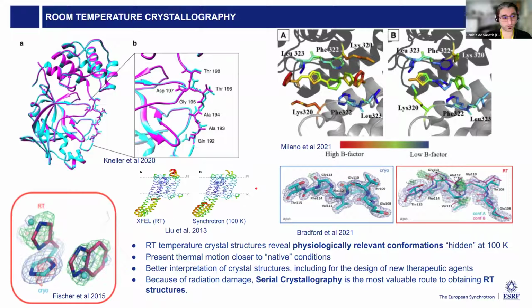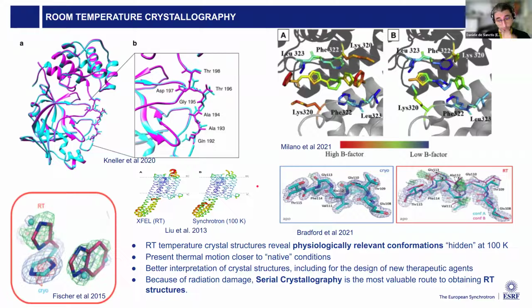There has been a sort of resurgent enthusiasm towards room temperature crystallography during the last years. This is because different studies show that room temperature crystallography has the power to reveal more physiologically relevant conformations that can be hidden when working at cryogenic temperature, both because the lower temperature selects a certain conformation, but also because sometimes the presence of cryoprotectant can hinder access to the catalytic pocket of the active sites of the protein.